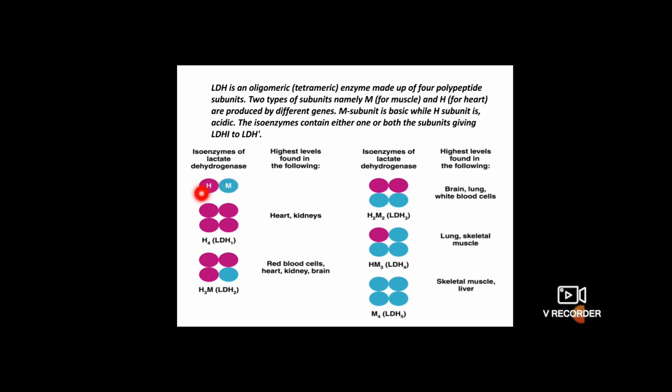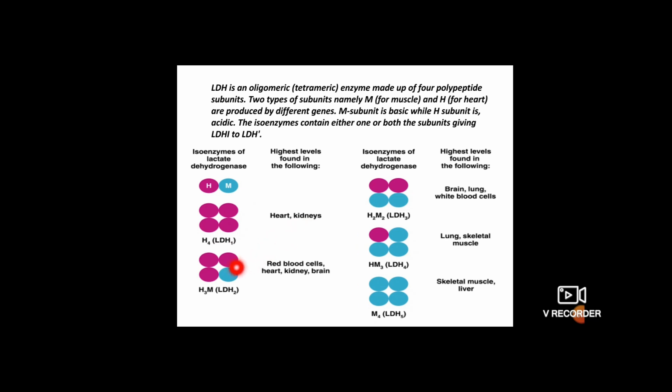So H for heart, M for muscle. And we can see where it is located. Location or the occurrence is very important. Its highest level is found in the following organs. We will see one by one. H4. Mostly the LDH is a tetramer. Tetramer means it has 4 subunits, polypeptides. Here all 4 are H type. That is why it got its name H4, or we can term it LDH1, lactate dehydrogenase 1. It is present mostly in the heart and next to that the kidney.